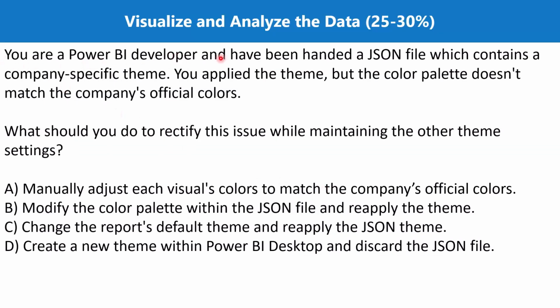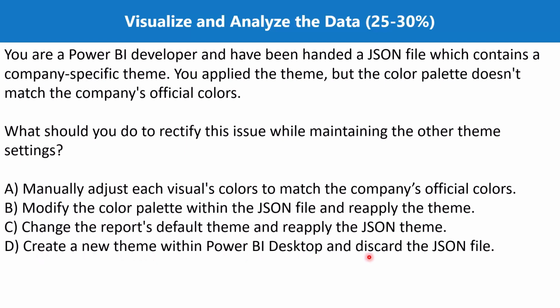Question 14. You are a Power BI developer and have been handed a JSON file which contains a company specific theme. You applied the theme, but the color palette doesn't match the company's official colors. What should you do to rectify this issue while maintaining the other theme settings? The four options are: manually adjust each visual's color to match the company's official colors, modify the color palette within the JSON file and reapply the theme, change the report's default theme and reapply the JSON theme, create a new theme within Power BI Desktop and discard the JSON file.